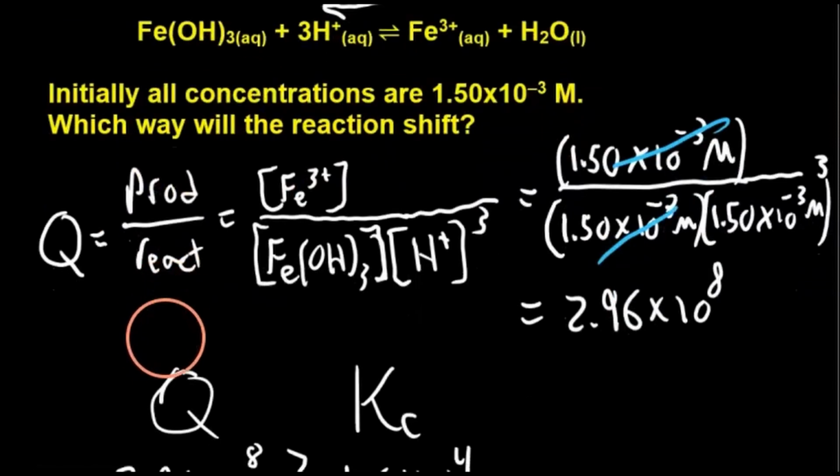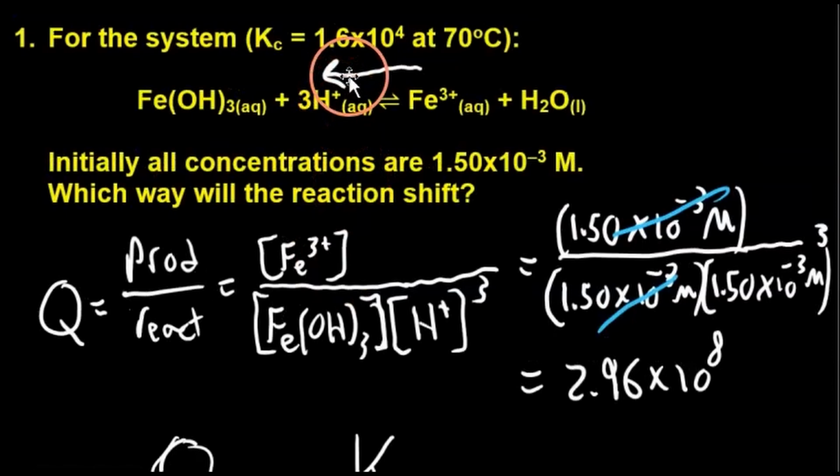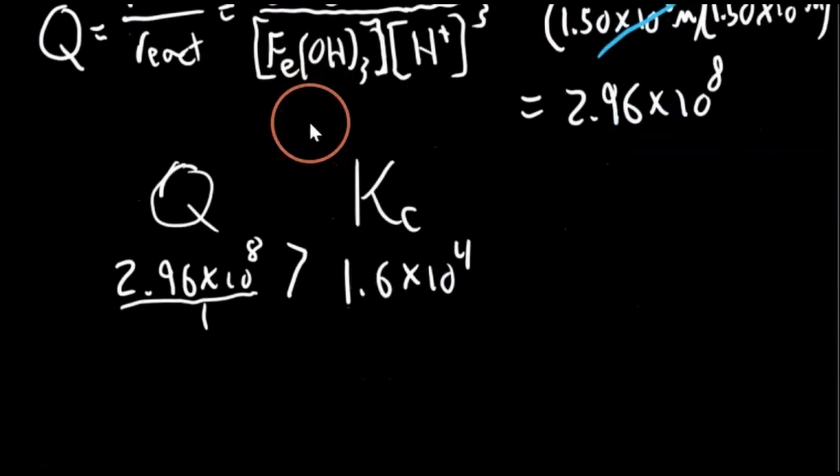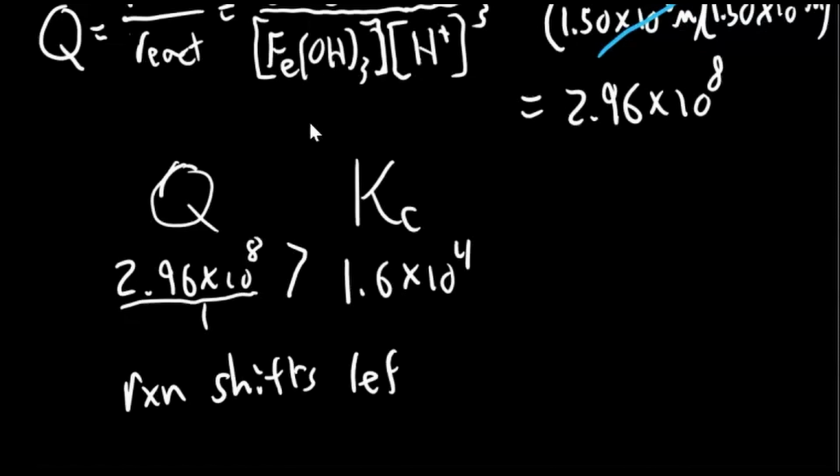So this needs to go down. In order for this to go down, the reaction has to shift left. And I'm going to show you a shortcut in a minute. Reaction shifts left to achieve equilibrium.